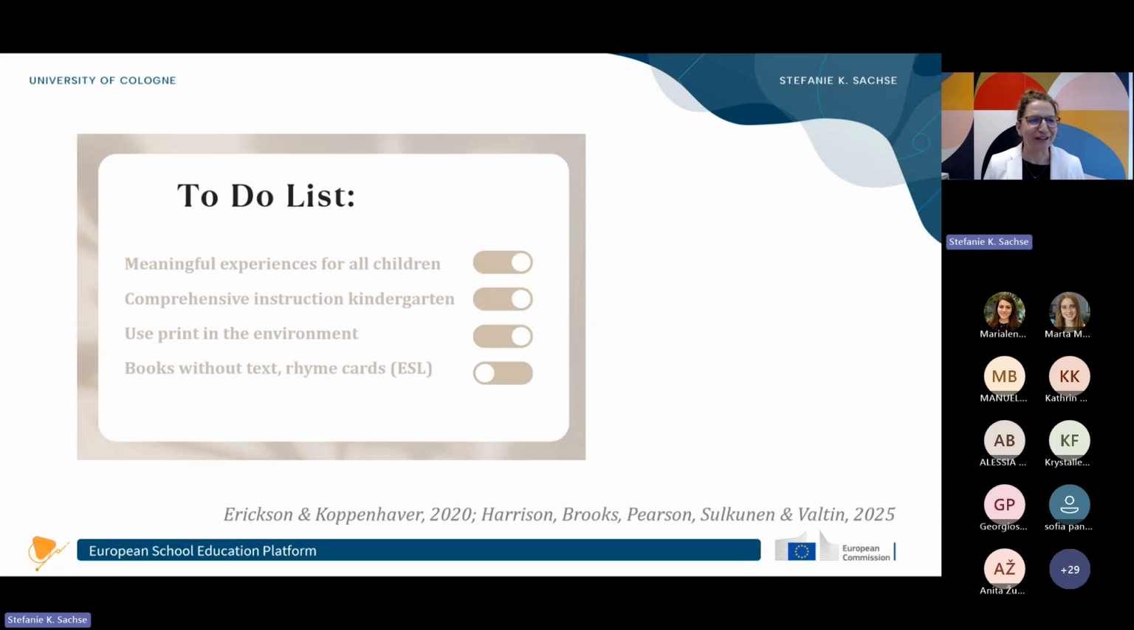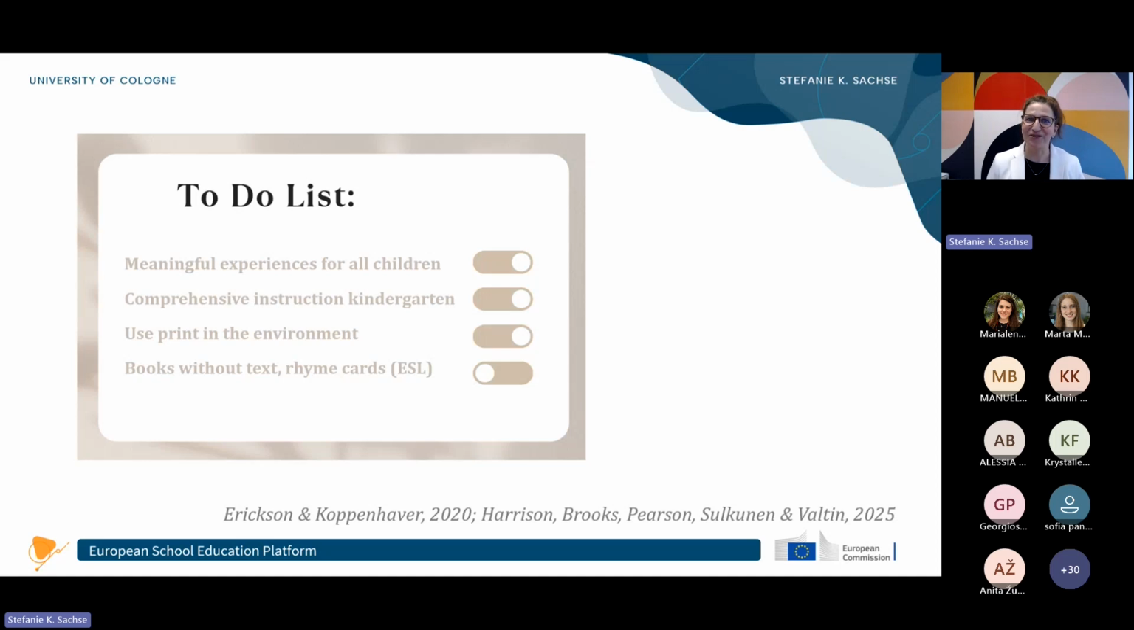We use print in the environment. We might even use books without text. That is one of the recommendations from the report. That could be something if the children do not speak the language of the institution at home. If we provide them with books where they have to read German or Swedish or Albanian or something, then it might be difficult for them when they are going home. So we want to provide books without text.